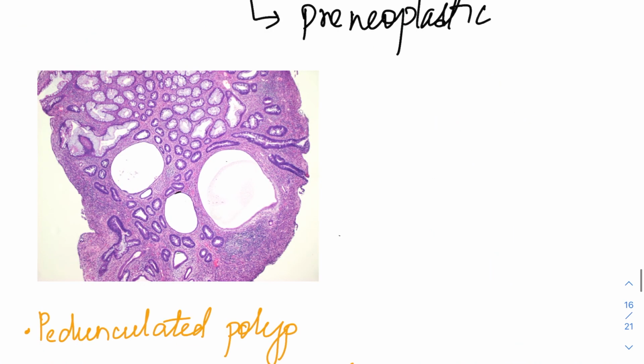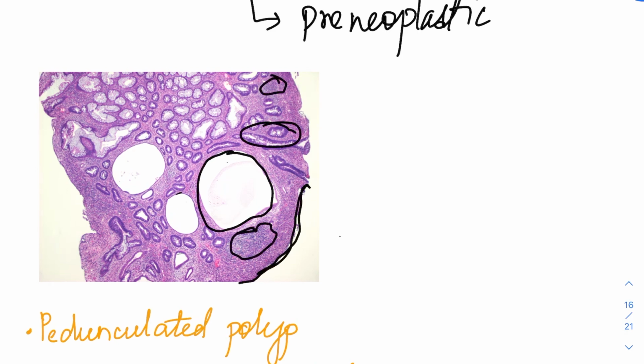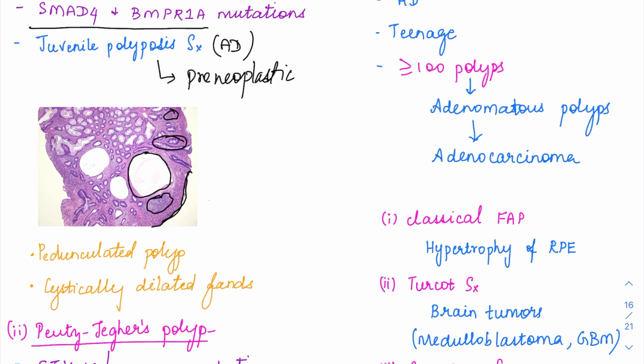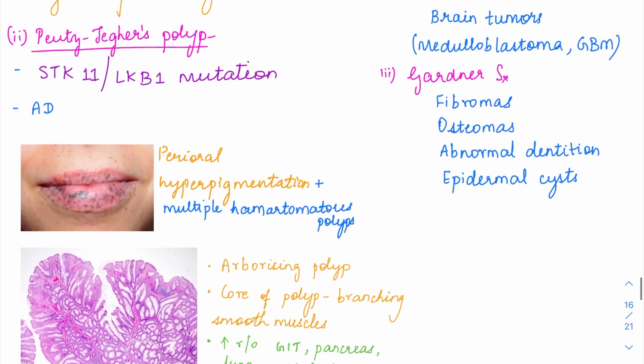So how does it look? It is going to have some ulceration of the rectal mucosa. Here you see the intact mucosa, and here it is all ulcerated, it's not covered. Dilated, cystically dilated glands of the rectum are also seen. Along with that, you can have lots of inflammatory cells. These are all the inflammatory cells. So these three components form the classical description of a juvenile polyp.